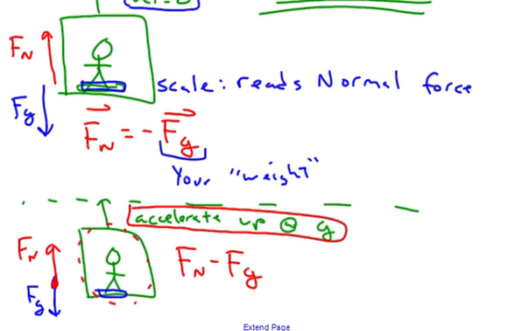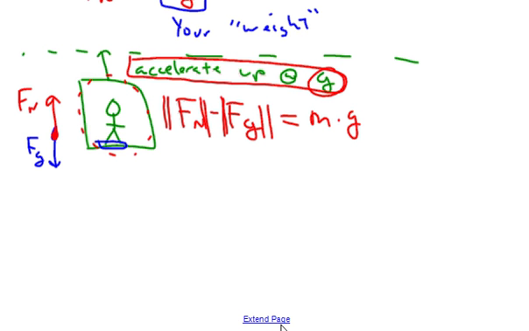And just to be clear, I'm talking about the magnitudes of these. So the magnitude of the normal force minus the magnitude of the force of gravity must equal your mass times acceleration, where the acceleration in this case is gravity. Well, what is your force of gravity? The force of gravity that you have is mg. So normal force minus force of gravity equals mg. So the normal force must therefore equal 2 mg.